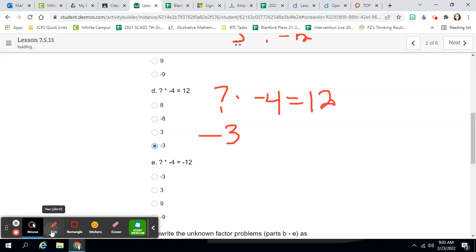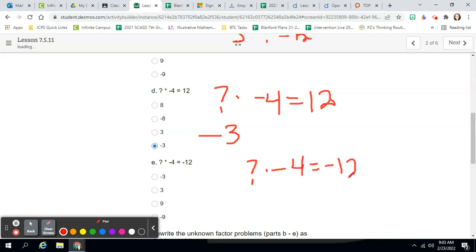And then here for E, it says what times -4 is -12. So again, now I'm thinking, okay, I have a negative and this 4 is negative. So what do I multiply a -4 by to get a -12? This is going to have to be a positive. So it's 3 times -4. So it's +3 on this one.